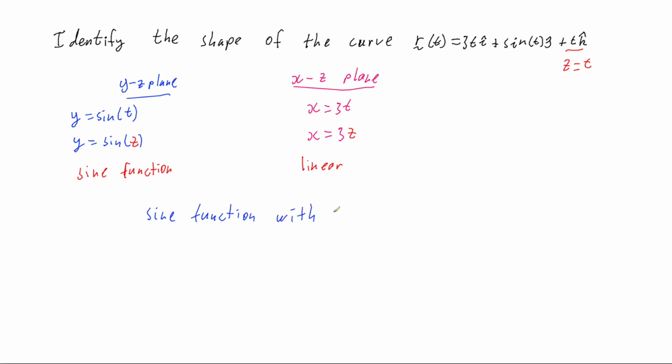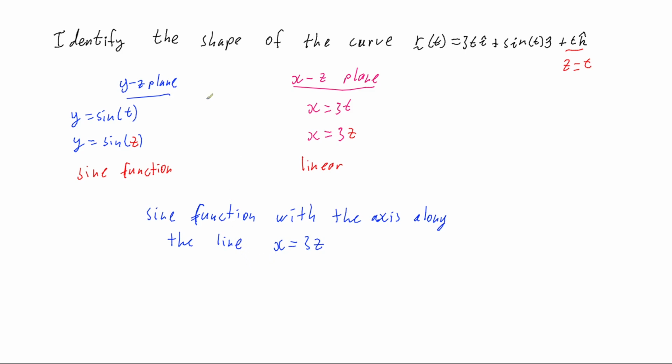with the axis along the line x equals 3z. Because basically, as I move along this x equals 3z line, I can get a value for z, which gives me, through the sinusoidal function, a value for y. So that's telling me I've got a sine function with the axis along x equals 3z.